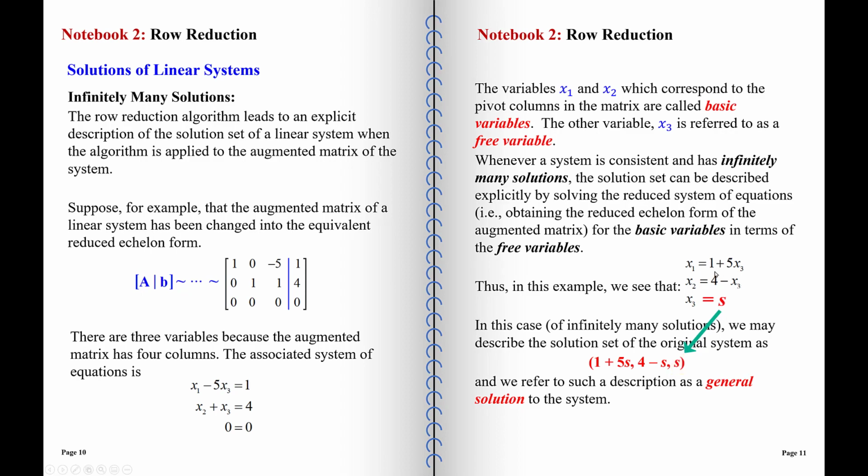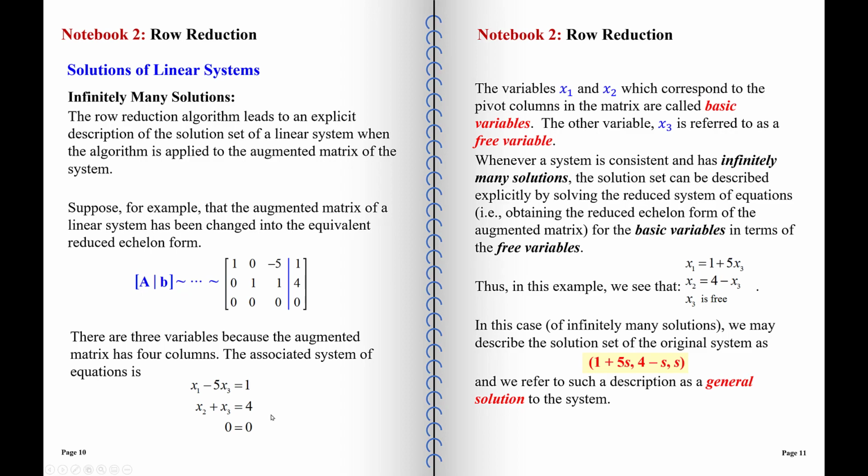By doing so, we see that x1 is 1 plus 5s. Notice it's in the first coordinate of our triple. x2 would be 4 minus s. That's the second coordinate of my triple. And what is x3? It's just s. That's in the third coordinate of my triple. So this triple, where the first coordinate is 1 plus 5s, the second coordinate is 4 minus s, and the third coordinate is s, is a solution to the linear system, which is easy to verify. You would plug it into these equations here and see that it works.